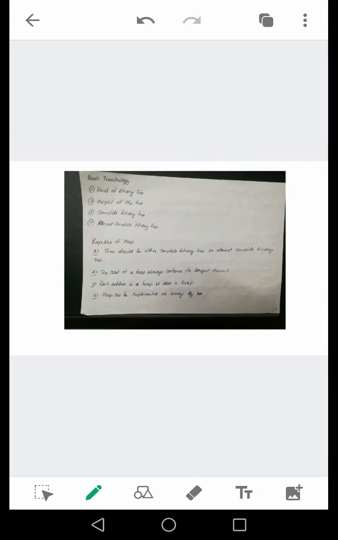Now we'll see some basic terminologies which are required for the construction of a heap. Let us revise some of these concepts that I think you know very well. First one is the level of a binary tree. The root node of the tree is always at level 0. Second, the height of the tree, which is also called the depth of the tree. It is the maximum level, and we call it the height of the tree.